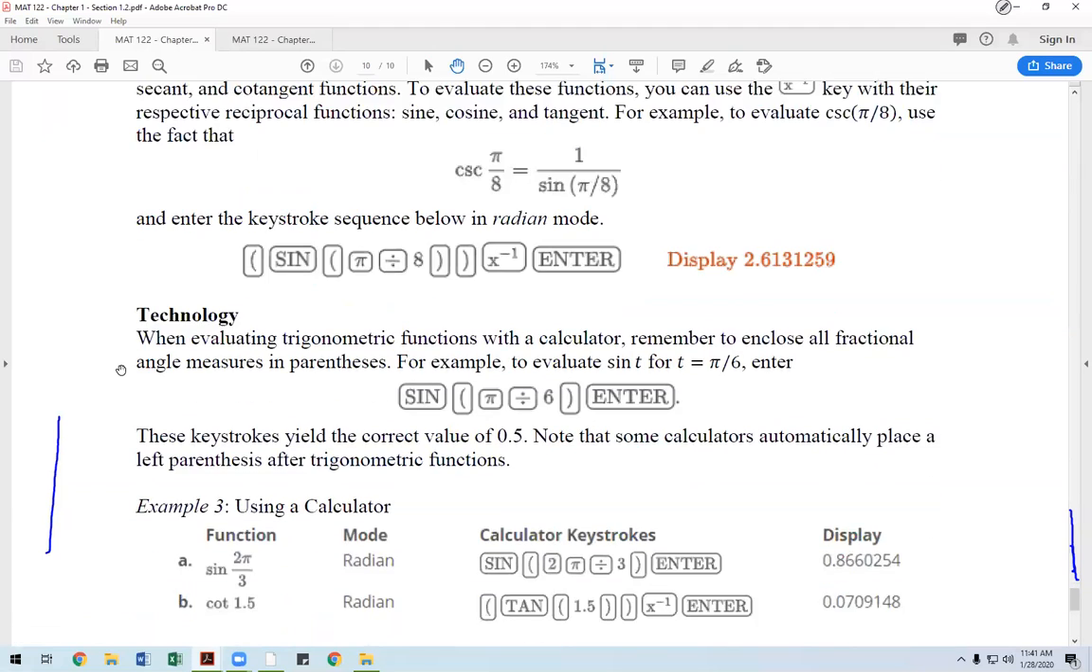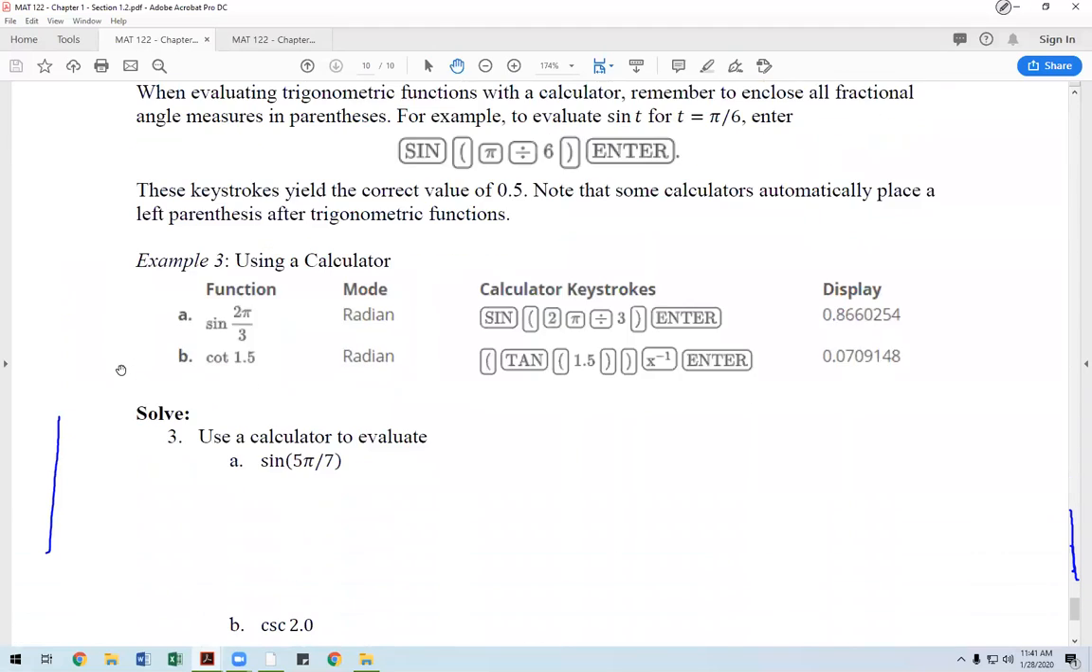But let's see if we can come up with our own answers here. Remember, the first and foremost is to see what your degrees are given in. If you don't see the word degree or the little symbol for degree, you have to assume it's a radian measurement. So of course, sine of 2 pi over 3, that has to be in radian mode. You have cotangent of 1.5, but 1.5 does not have a degree next to it. So again, that means it's in radian mode. So let's see what answers you can come up with for sine of 5 pi over 7.